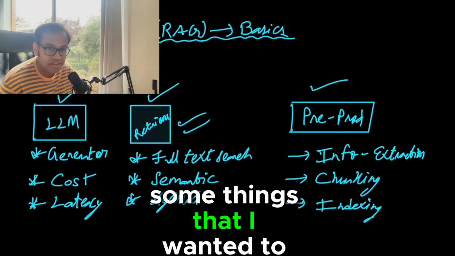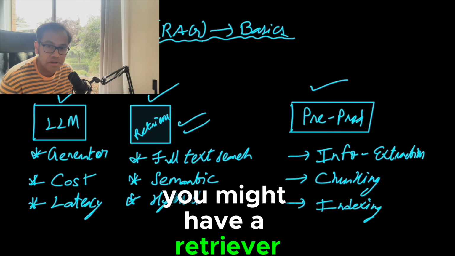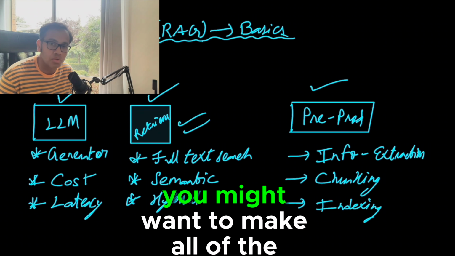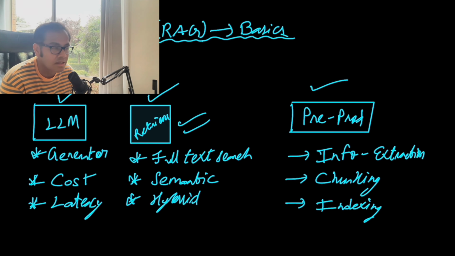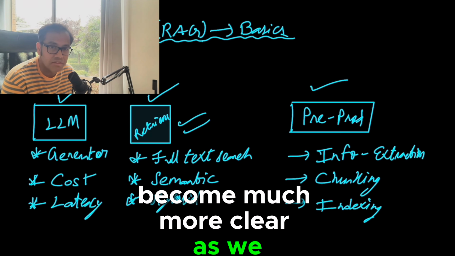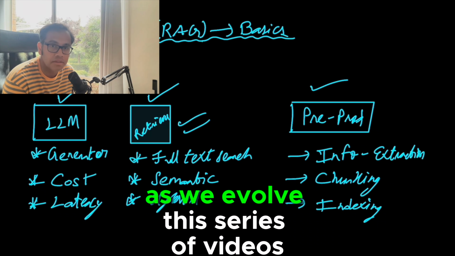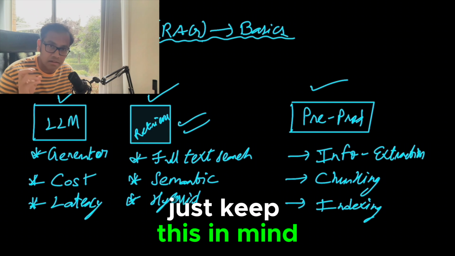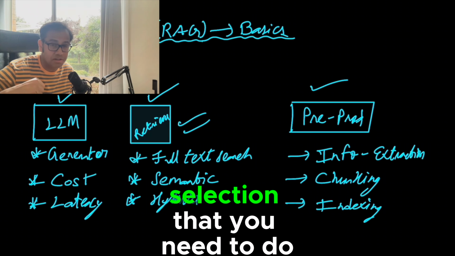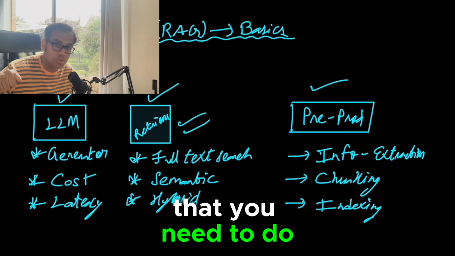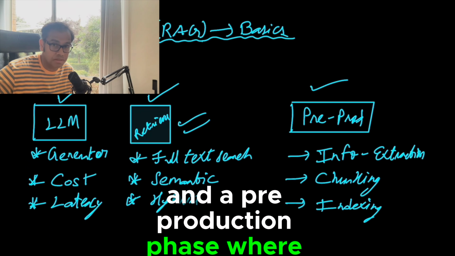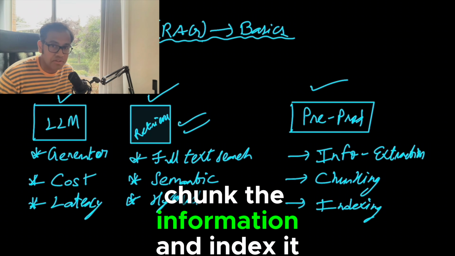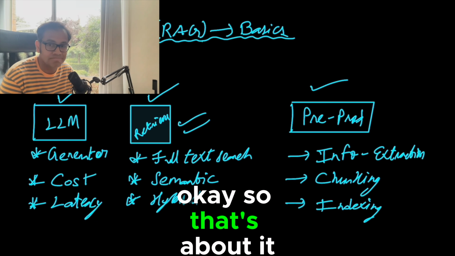I think these are some things that I wanted to cover. You have a large language model, you have a retriever, and you think of something called pre-production, and then based on different parameters, you make all of these decisions. Most of these things will become much more clear as we keep designing multiple systems and as we evolve this series of videos. But just keep this in mind: a RAG system has a large language model selection that you need to do, a retriever selection that you need to do, and a pre-production phase where you need to decide how you parse the information of a knowledge base, chunk the information, and index it. Okay, so that's about it.